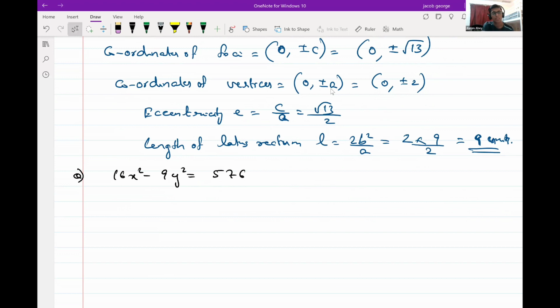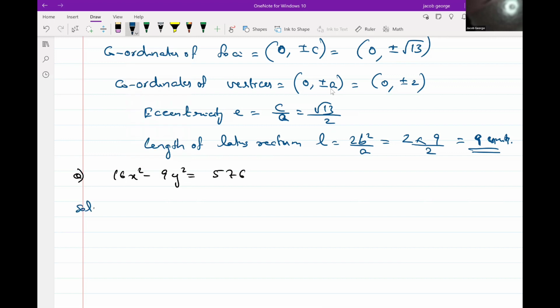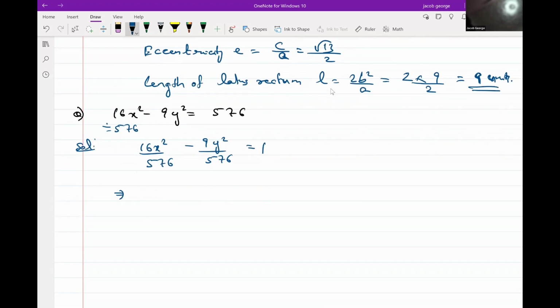576. So the first step is dividing throughout by 576. So the equation becomes 16x square by 576 minus 9y square by 576 is equal to 1. Now 576 by 16 you can divide. What do you get when you divide 576 by 16? 36, right? 36.